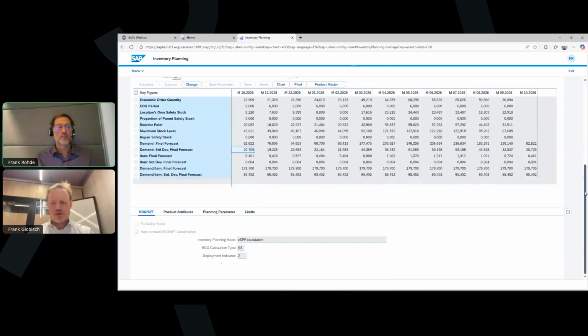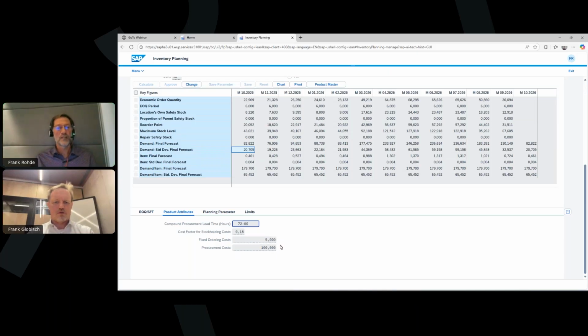If we scroll down, we have some other attributes and parameters that will influence the safety stock calculation. So the lead time, of course, is a portion of it and flows into that.